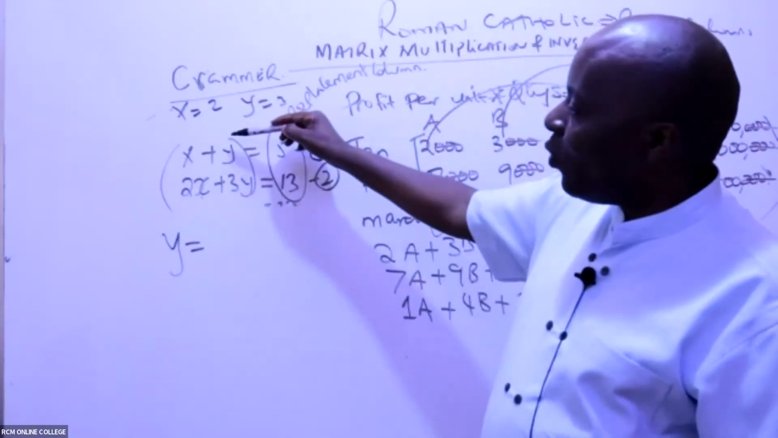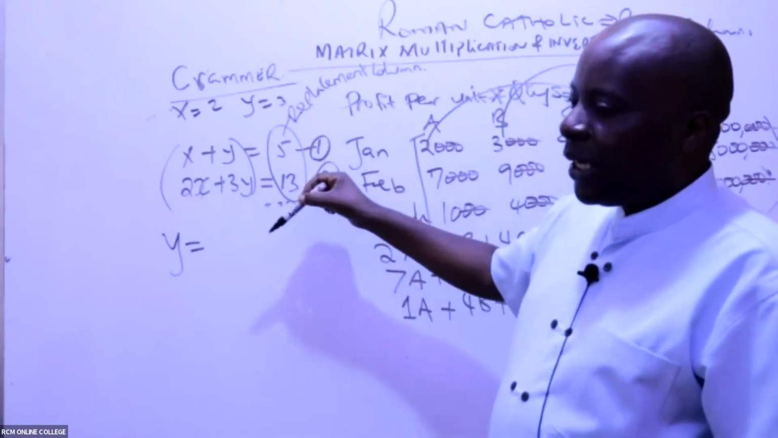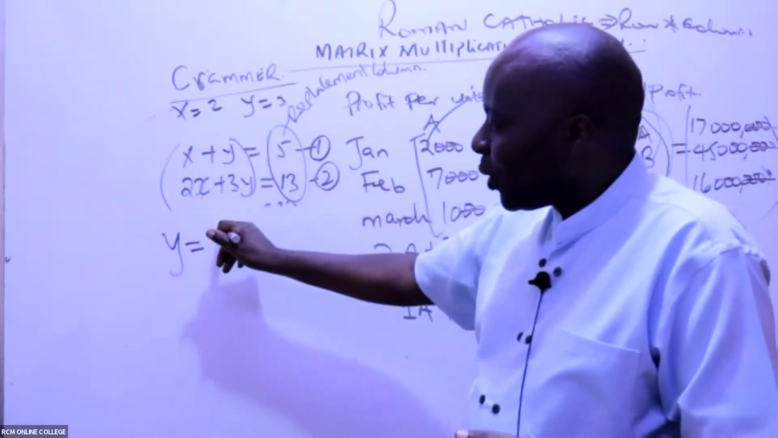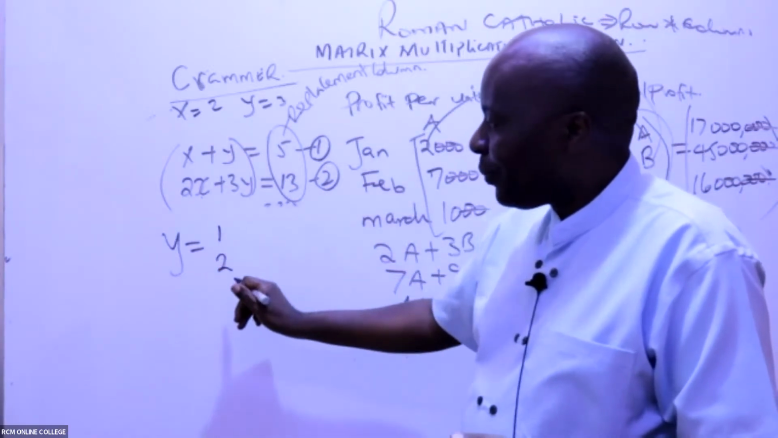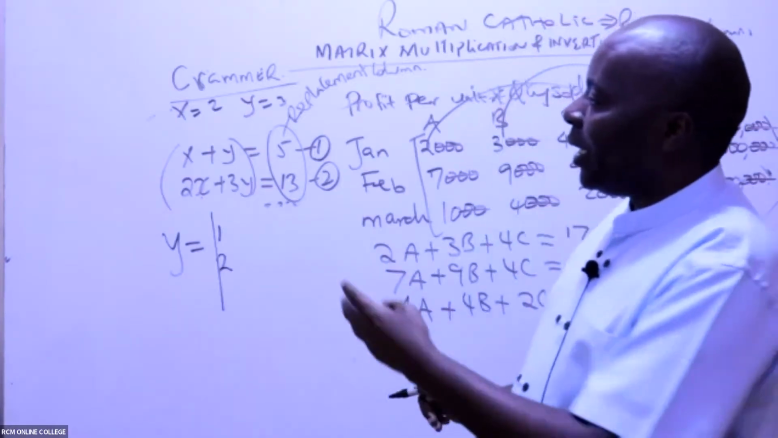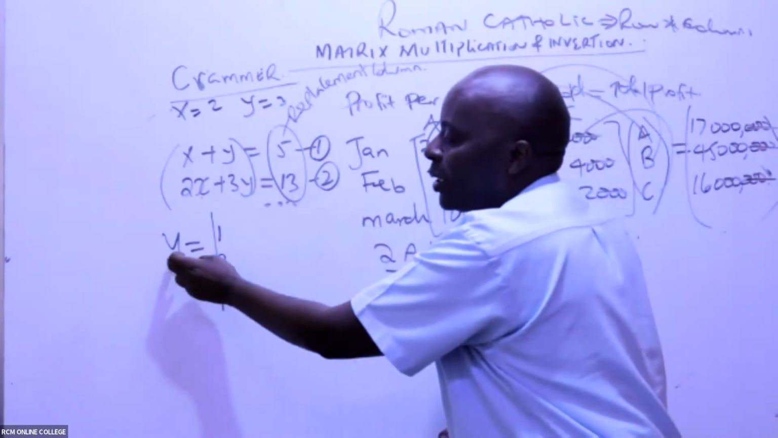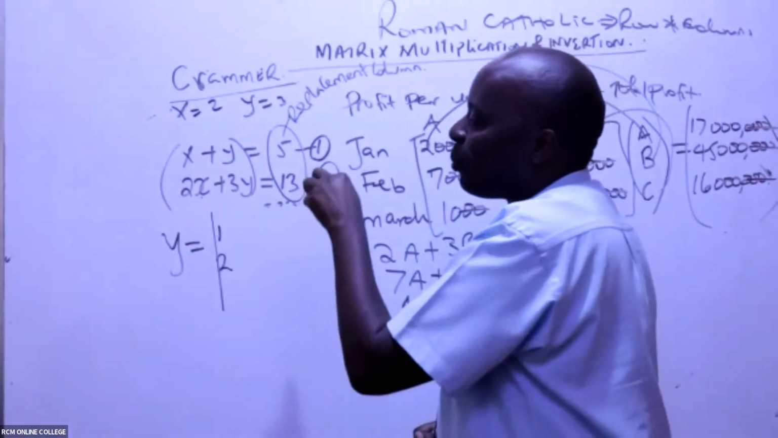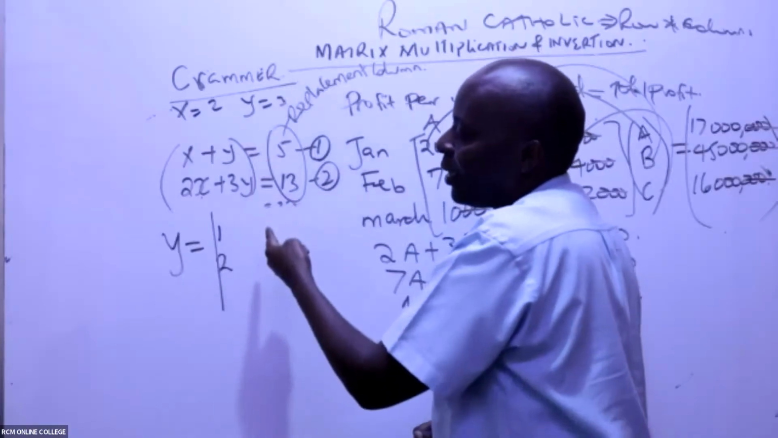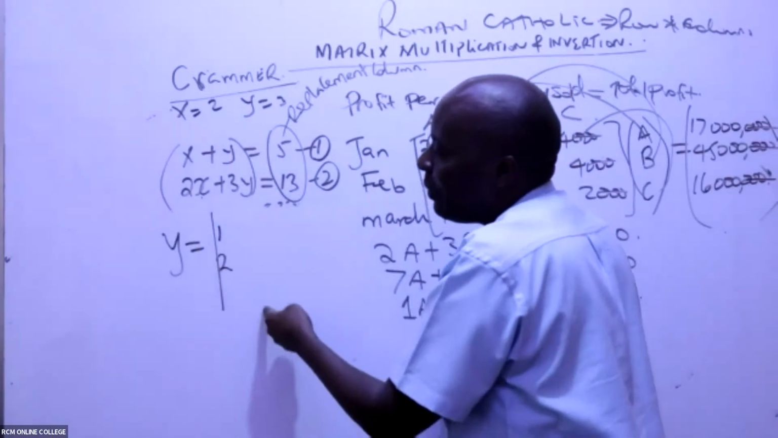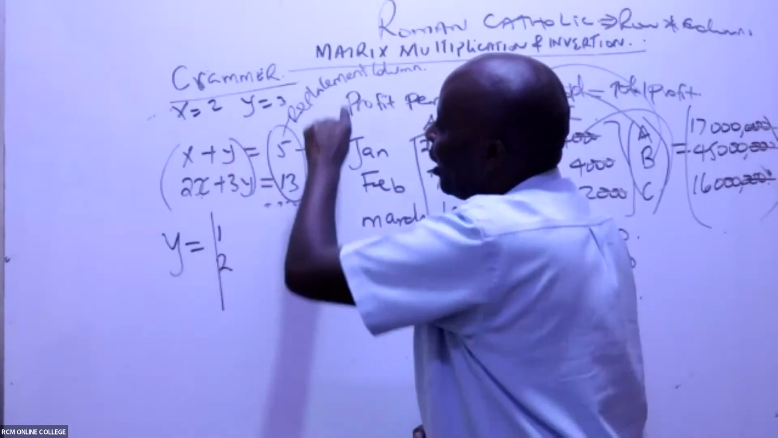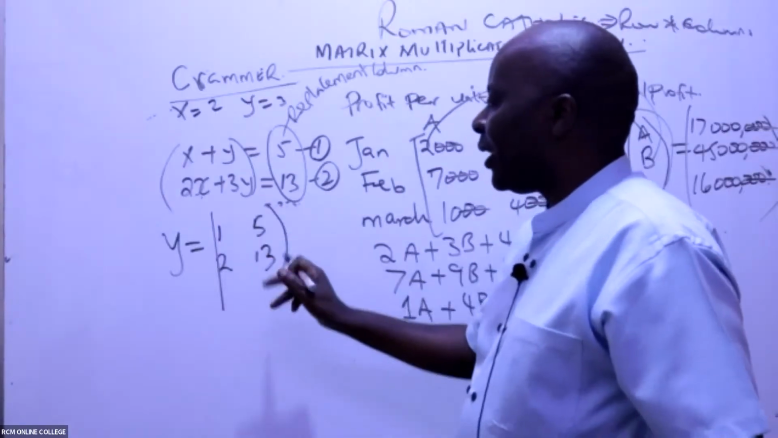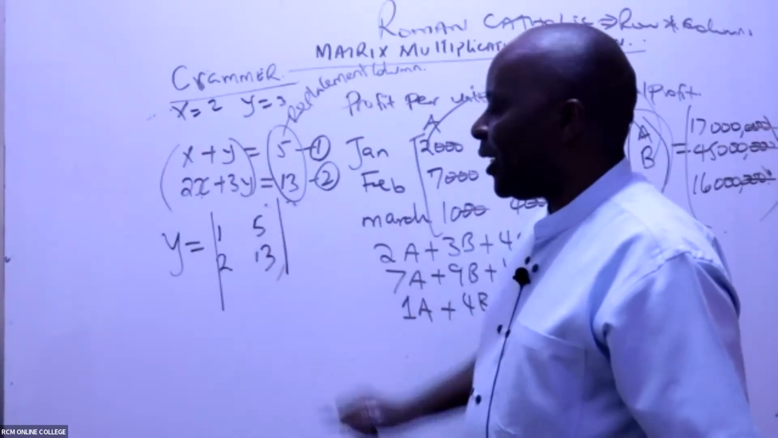You can see the column of y is column number 2. So I don't have a problem with column x. Column x is the first one, so we have here 1 and 2. Now the second column is the y's column, and it must be buried. In its place, we bring the replacement. So we shall have here 5 and 13.